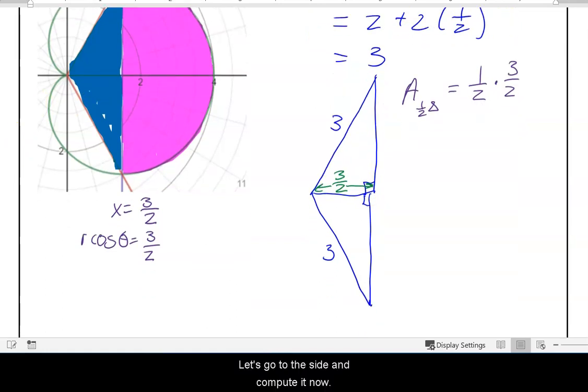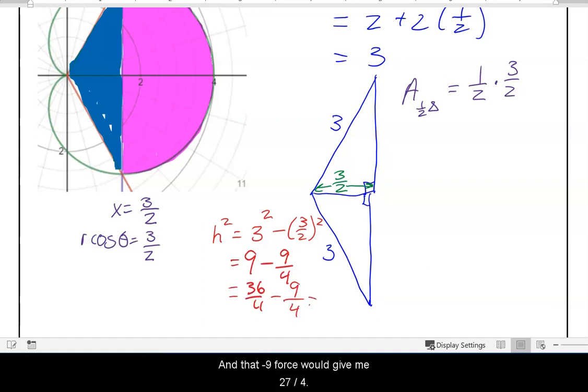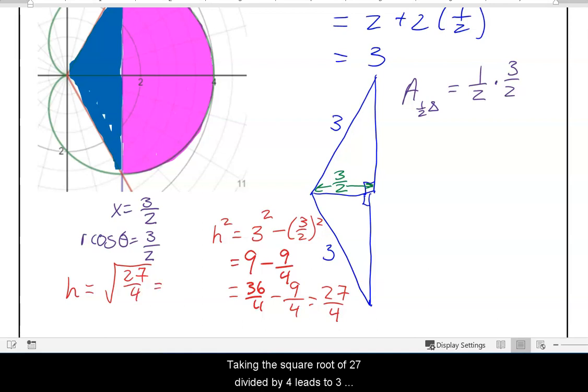Let's go to the side and compute it now. I know that that short leg there, which represents the height, has to be the difference between the hypotenuse squared and the short leg squared. That means that it has to be 9 minus 9/4. Written in terms of fourths, 9 would be 36/4, and that minus 9/4 would give me 27/4. That, of course, is h squared, but not h. To get h, I need to take the square root. Taking the square root of 27 divided by 4 leads to 3 square roots of 3 divided by 2.